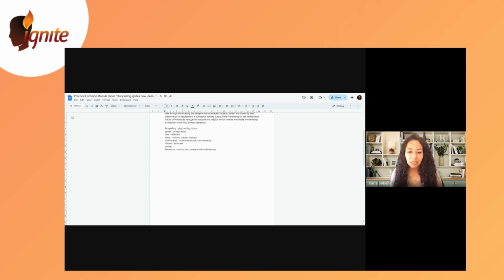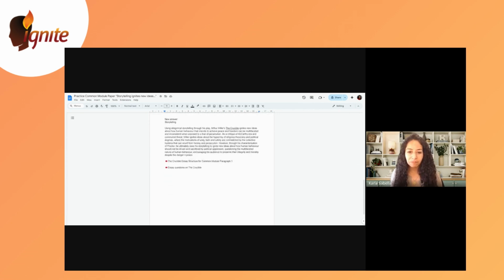Okay, so I've actually written an example and we're going to go through here. All right, so using allegorical storytelling. So there we go, we've got storytelling. Through his play, Arthur Miller's The Crucible ignites new ideas about how human behavior that intends to achieve peace and freedom can be multifaceted and inconsistent when exposed to a fear of persecution.